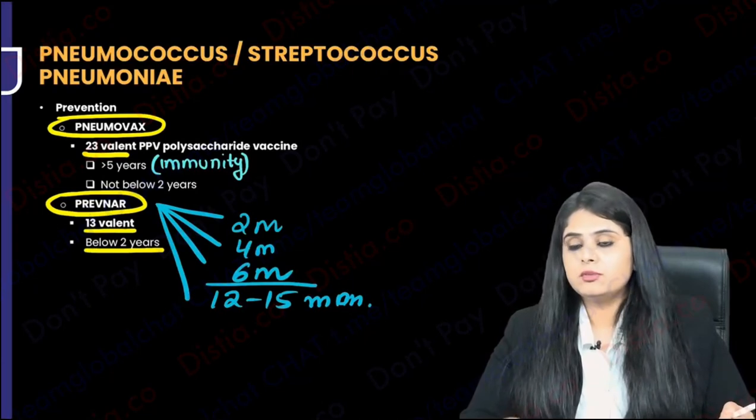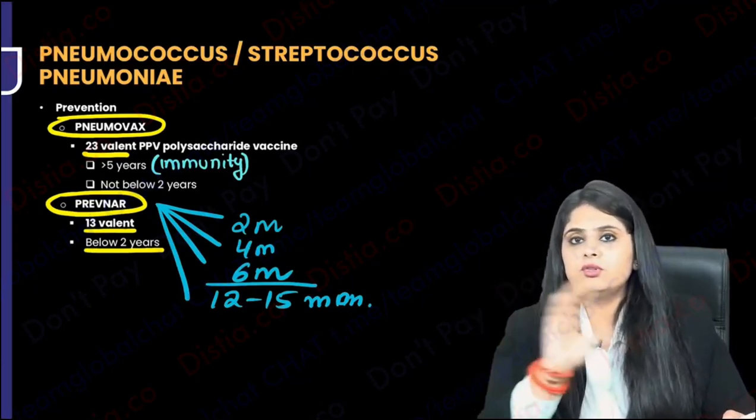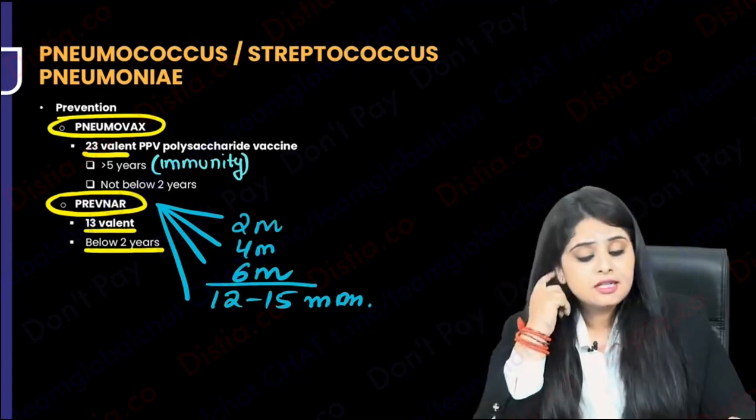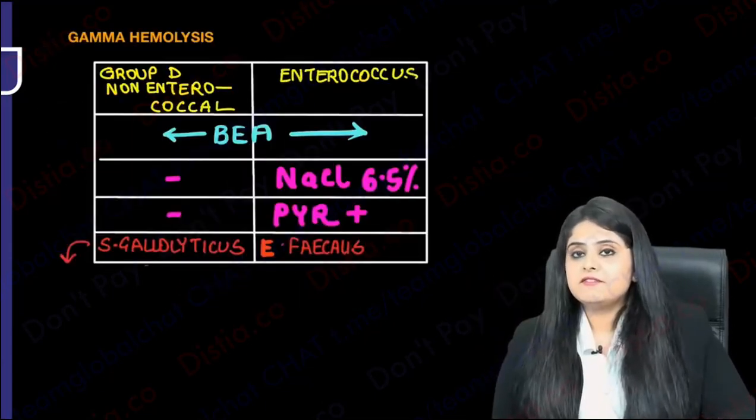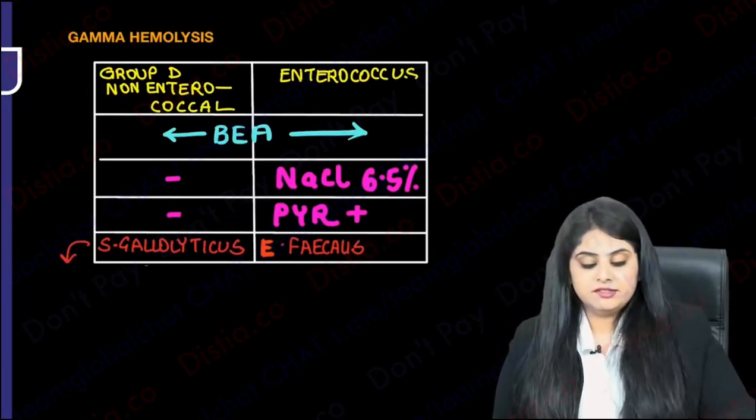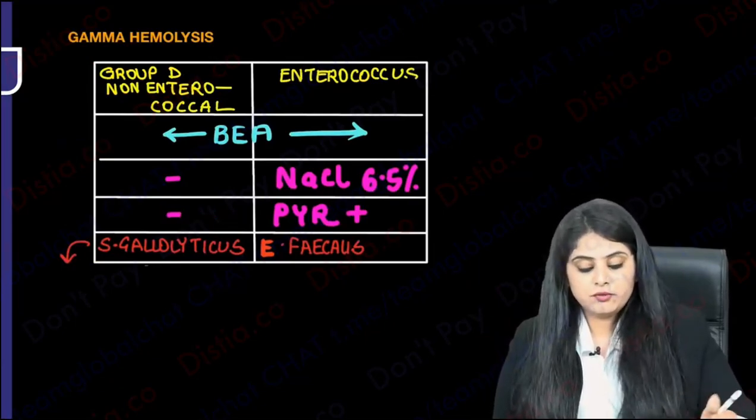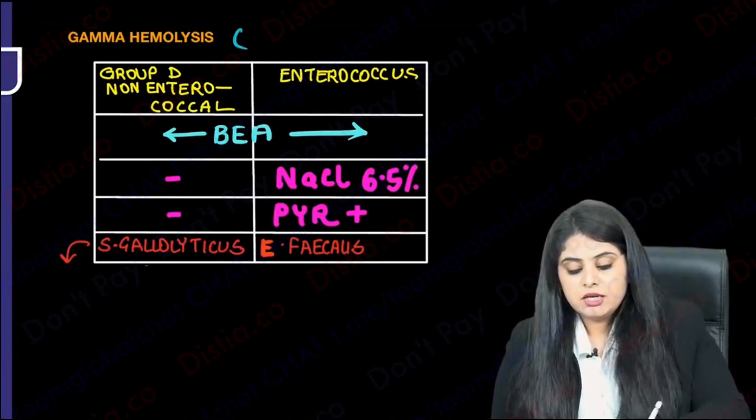Sorted? Streptococcus pneumoniae. So viridans is done, pneumococcus is done, alpha hemolysis also done. So which is the last family that we are left with? And that is going to be the gamma hemolysis. Now, over here, first I want all of you to get reminded, gamma was what? Gamma was no hemolysis at all, right?